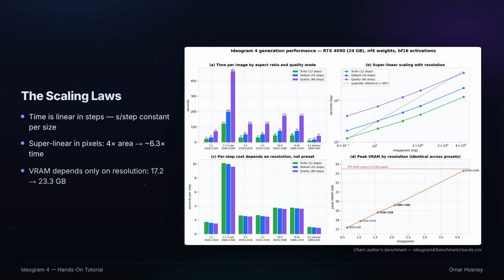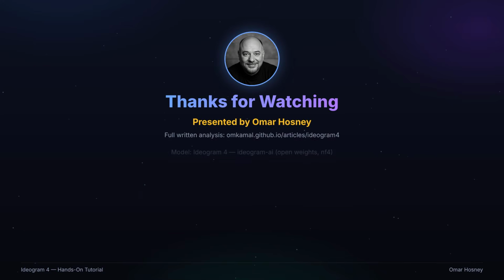Third, peak memory depends only on resolution, never on steps, climbing from 17 to 23.3 gigabytes, kissing the 4090's ceiling. The practical recipe: draft in turbo, work in default at 2 megapixels or less, and save high-resolution quality renders for finals. And that's the tour.